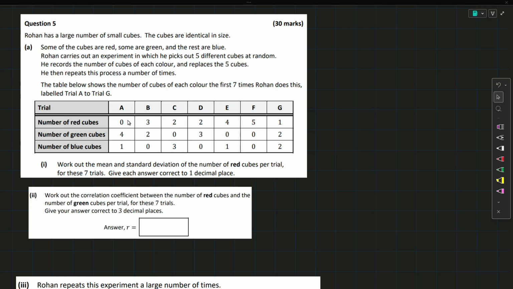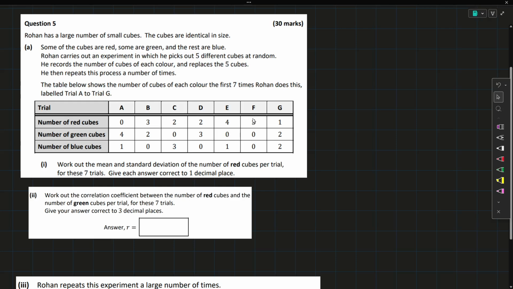To explain that a bit better, look at trial A, for example. If I didn't pick out any red cubes, well, that means the only cubes that I did pick out were green or blue. So that means I picked out more green cubes. Whereas if I picked out mostly red cubes, because I'm only picking out 5 in total, let's say if I picked out 4 red cubes, well then the maximum number of green cubes that I could take out is 1.